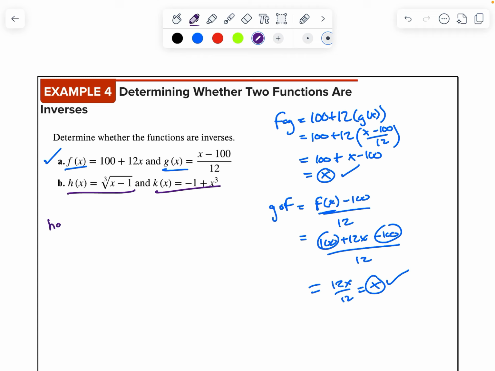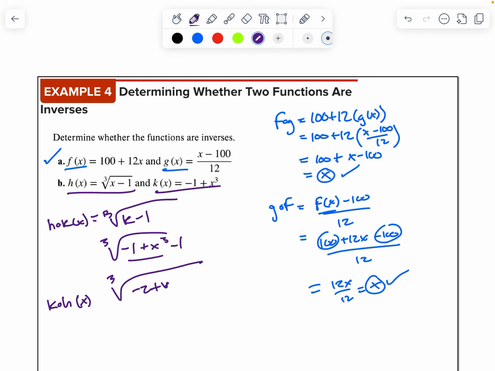So we want to know if h of k is equal to x, and if k of h is also equal to x. h of k would be the cube root of k minus 1. So that would be negative 1 plus x cubed, right? I just subbed in k. When we combine that, negative 2 plus x cubed, and there's no way to simplify that any further.